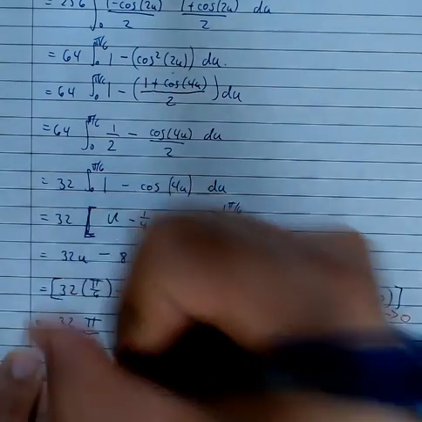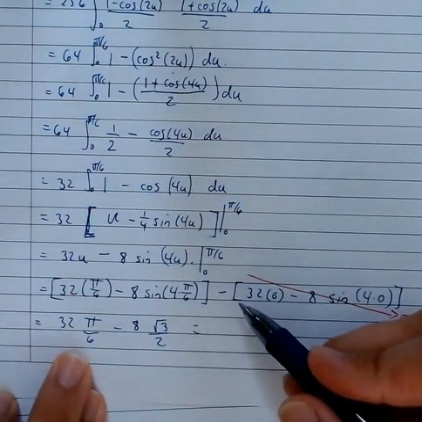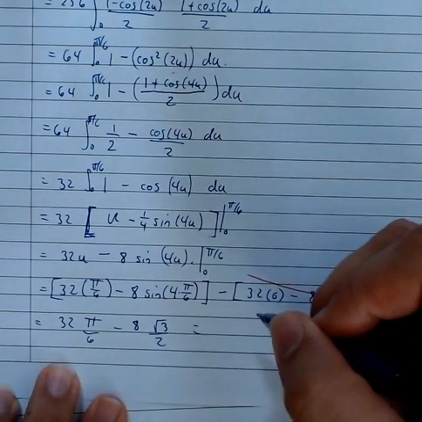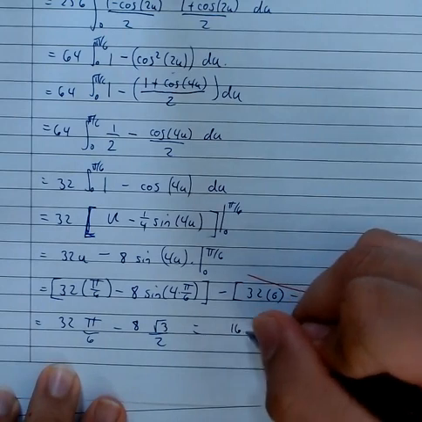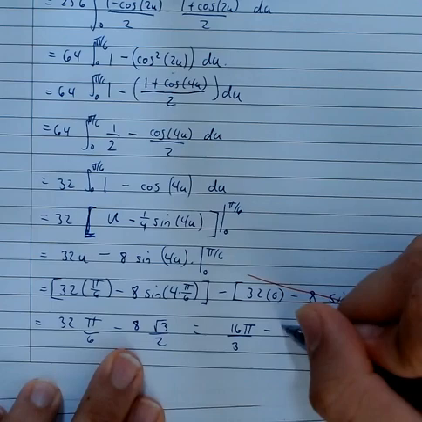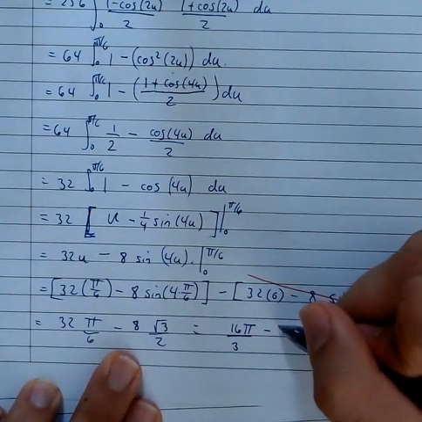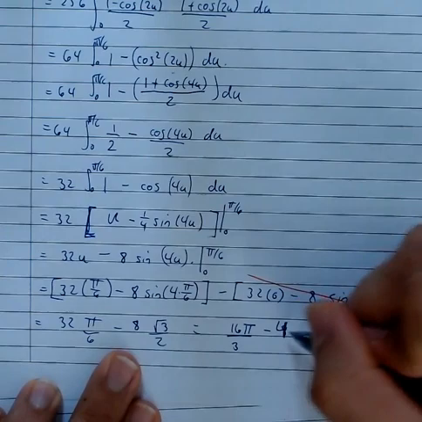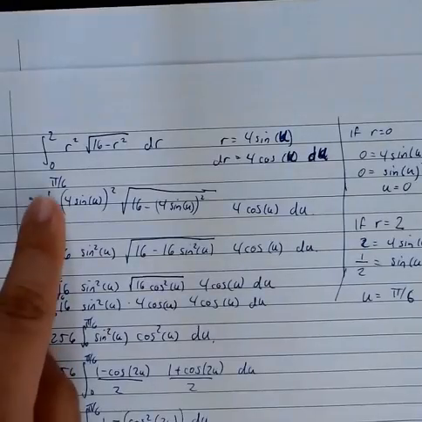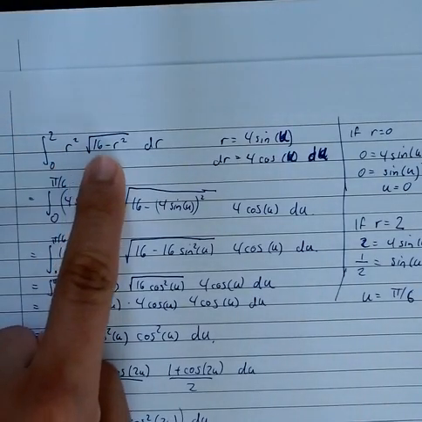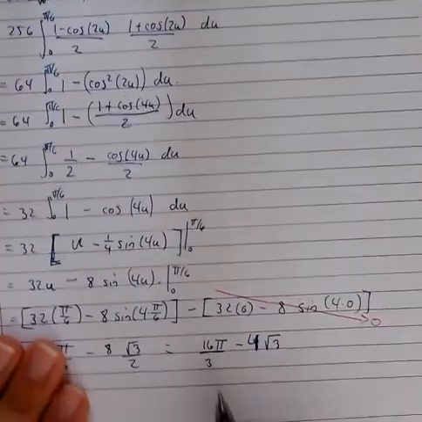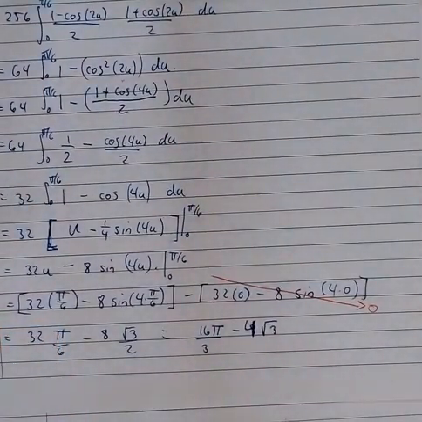And now I can go ahead and clean that up. 32 over 6, that's the same as 16 over 3 times pi, minus 8 divided by 2 will give me 4 root 3. So that is the integral from 0 to 2 of r squared square root of 16 minus r squared with respect to r. It's going to be 16 pi over 3 minus 4 root 3.